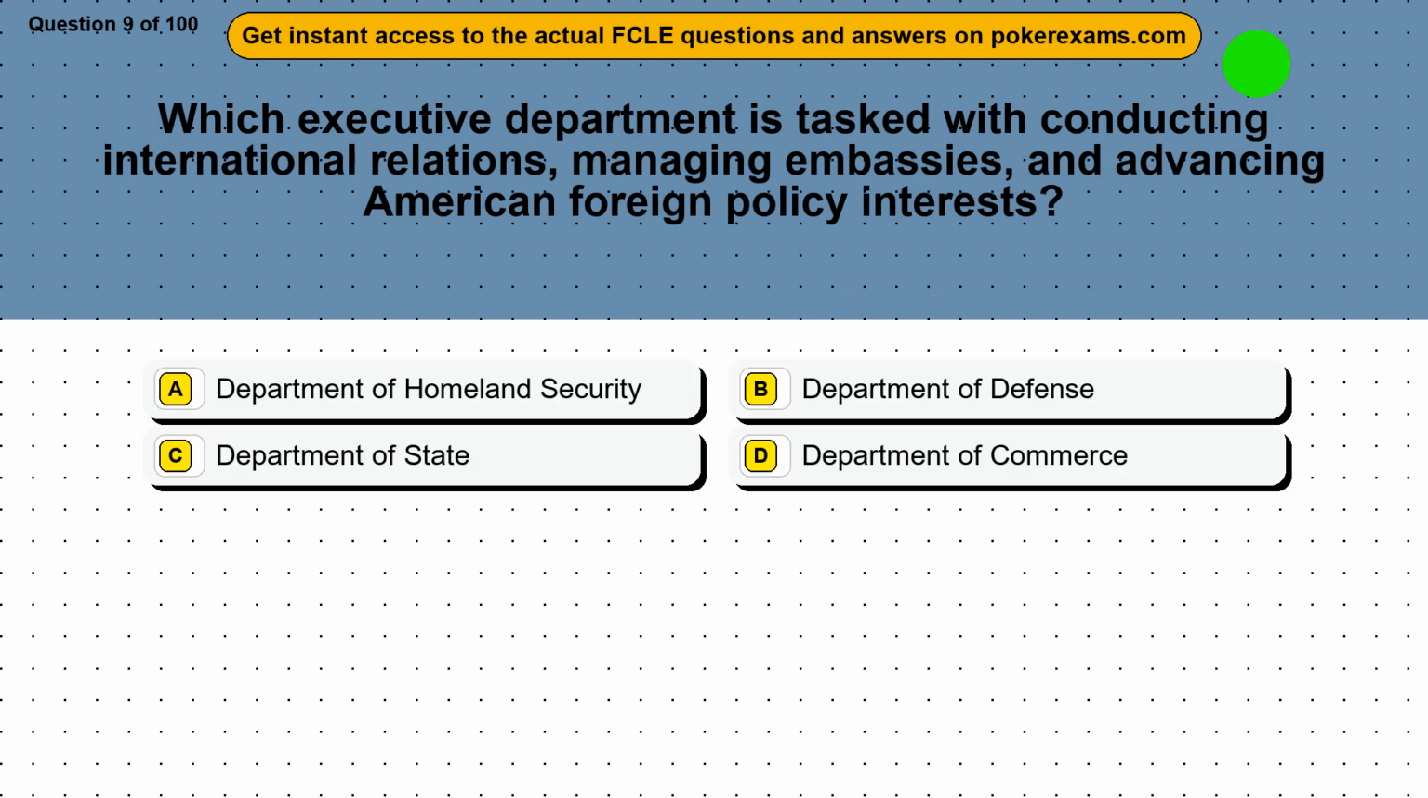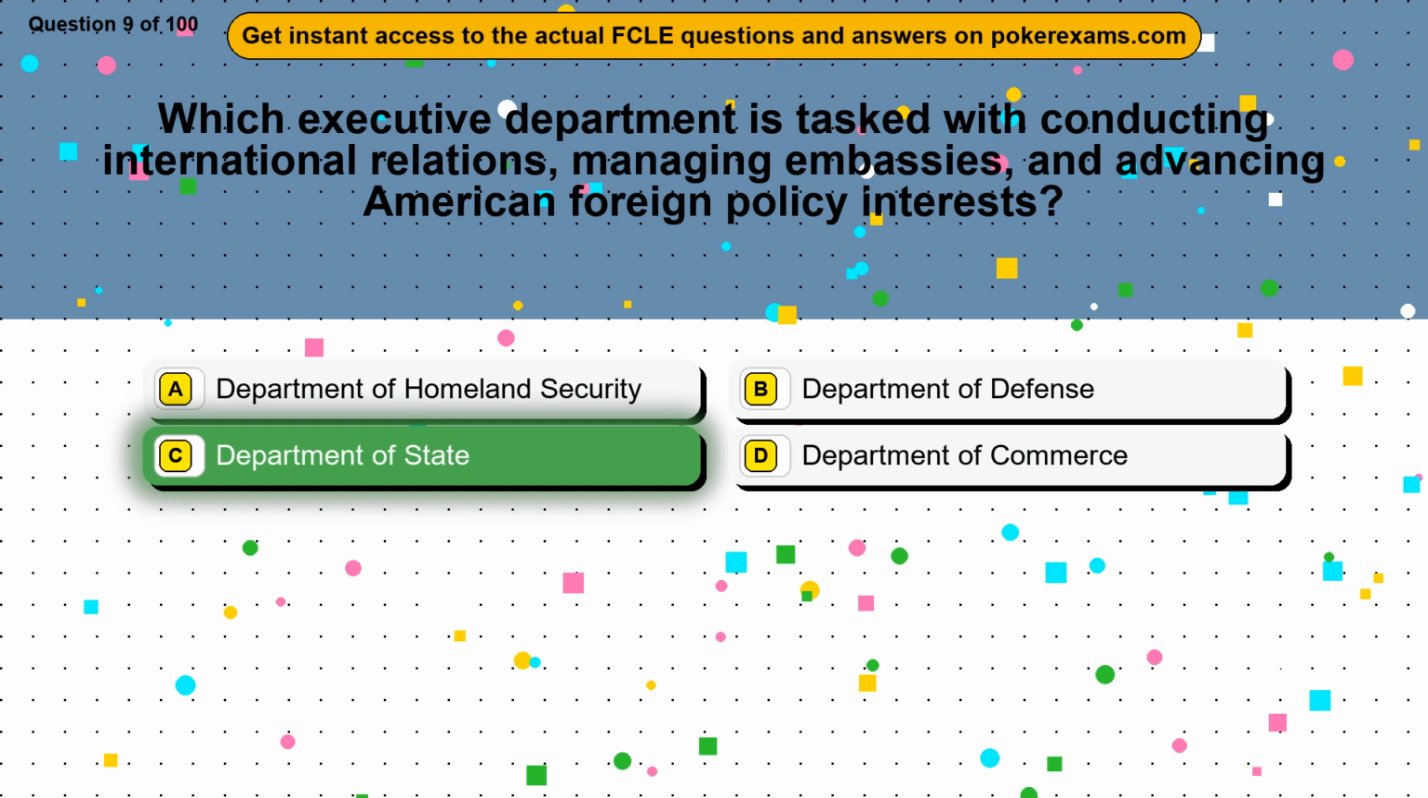Question 9. Which executive department is tasked with conducting international relations, managing embassies, and advancing American foreign policy interests? Option A, Department of Homeland Security. Option B, Department of Defense. Option C, Department of State. Option D, Department of Commerce. The correct answer is option C, Department of State.